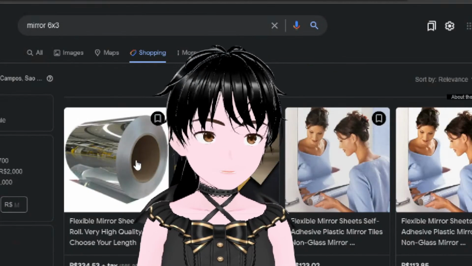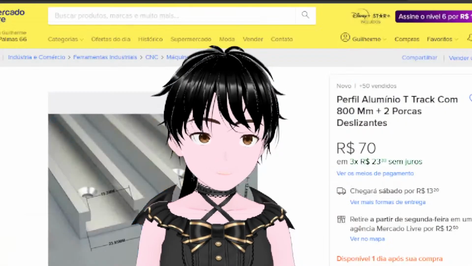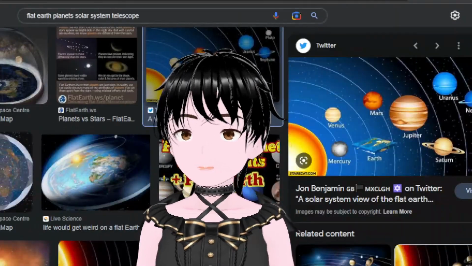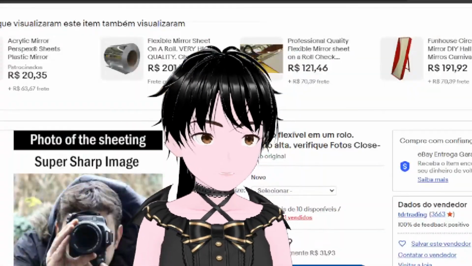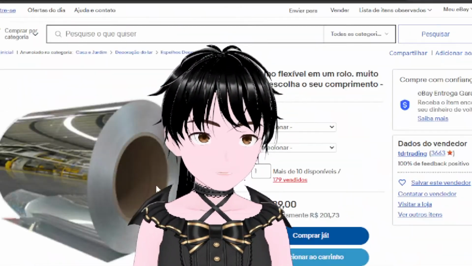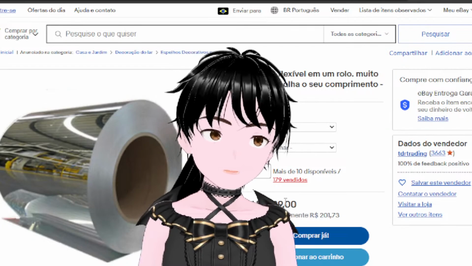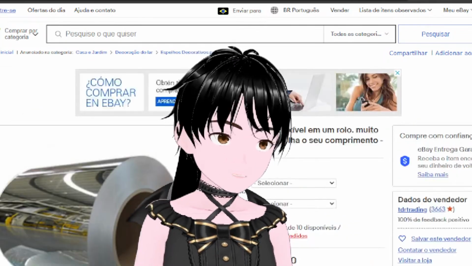This kind of mirror here is a flexible mirror, which is very high precision. Because you're doing a very big mirror, you don't need to be perfect. So then you're gonna get that one here. Look at this. It's $39 a meter, right? Is it a meter?